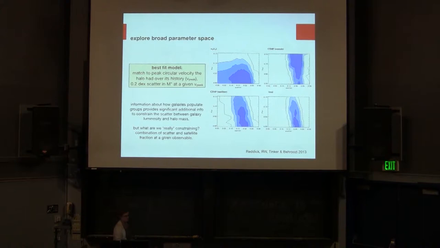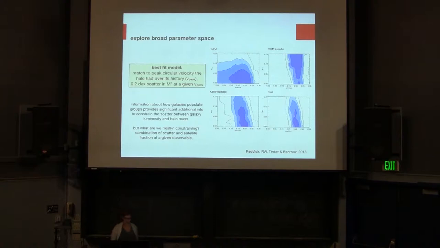And the third is that the real thing that we're constraining is sort of the satellite fraction at a given observable, like stellar mass, and the scatter. Okay, that's the real thing we're constraining with these data. And then we can talk in detail about whether that actually is telling us something physical about V-peak. I'll have a few more words to say about that later.